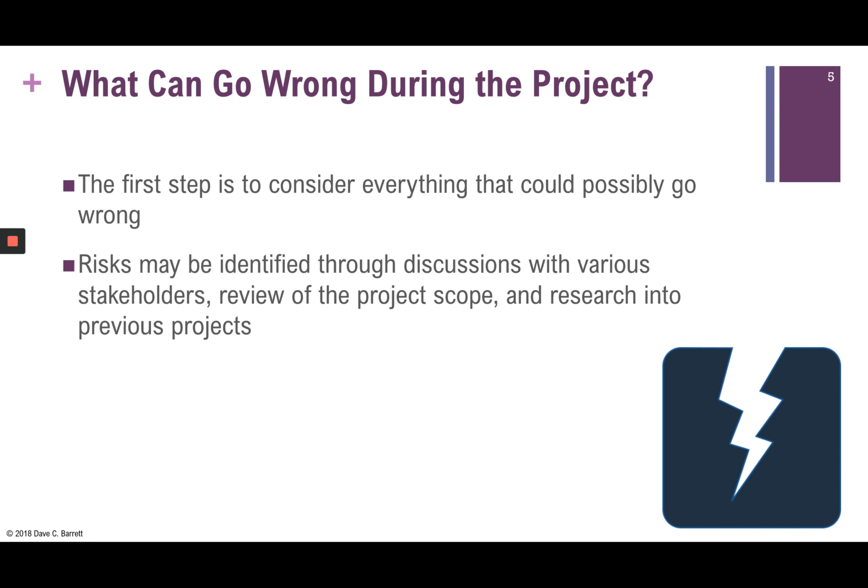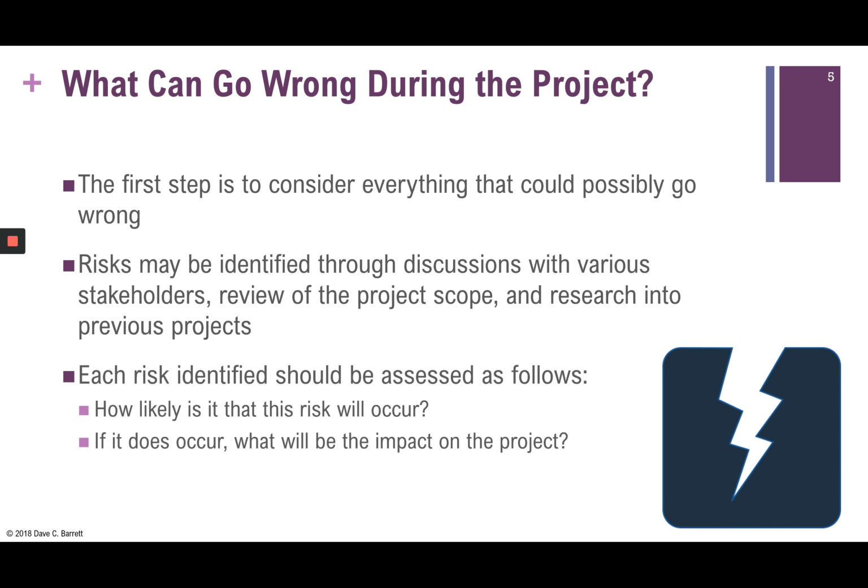You may identify them through discussions with various stakeholders. You can look at the project scope and you can research previous projects. So, an all-in approach is good. It doesn't have to be just things that you think about. You can talk to anyone and everyone about what could possibly go wrong.